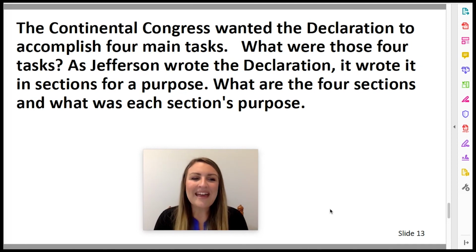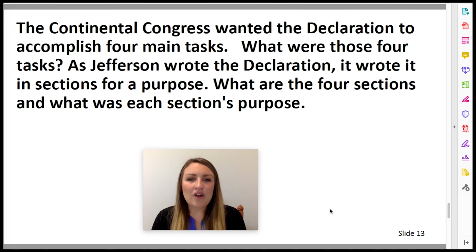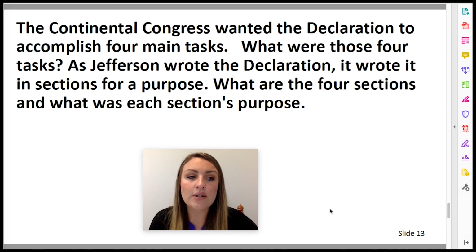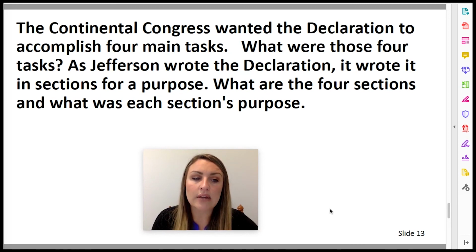Ready? Okay, Continental Congress wanted the Declaration to accomplish four main tasks. What were those four tasks? As Jefferson wrote the Declaration, he wrote it in sections for a purpose. What are those four sections, and what was each section's purpose?